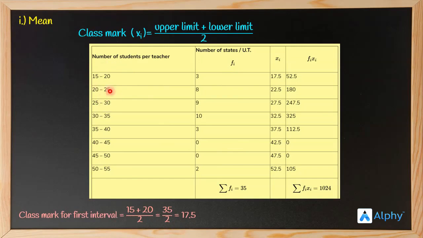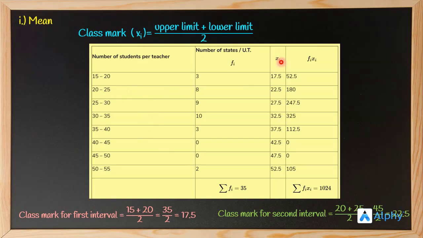Similarly, for the next class interval, if we add the upper limit and lower limit and divide by 2, we will get the class mark. So the class mark for the second class interval is (20 plus 25) by 2, which is 45 by 2, which gives us 22.5. So here 22.5 is the class mark for the second class interval. Similarly, for all the class intervals, if we add upper limits and lower limits and divide by 2, we will get our class marks.